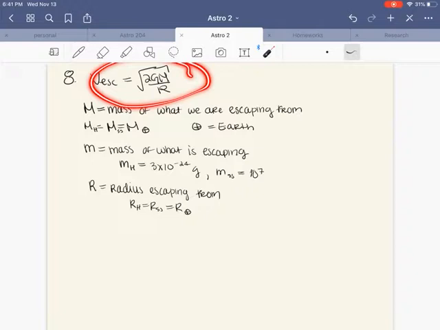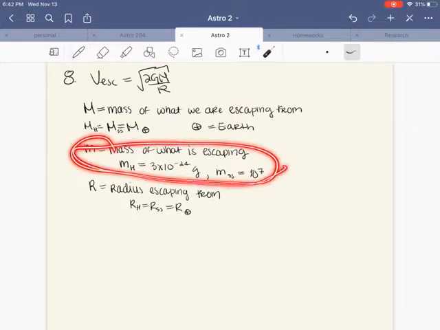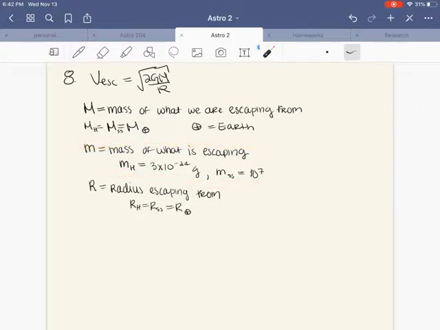Now, looking at this equation, I can see right away that there's no place for me to plug in the mass of what is escaping. So this escape velocity does not depend on the mass of the escaping object, so they should be the same. And just to double check, the escape velocity for the hydrogen is √(2GM/R), with the mass of the Earth and radius of the Earth.